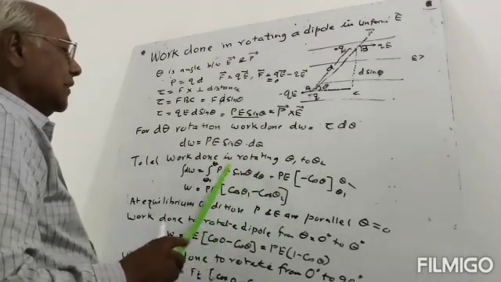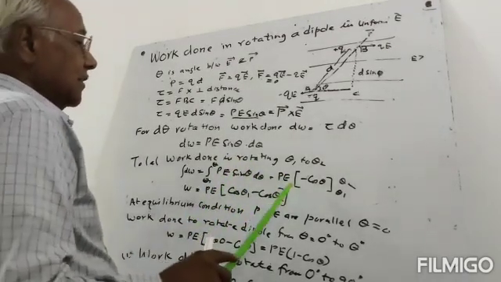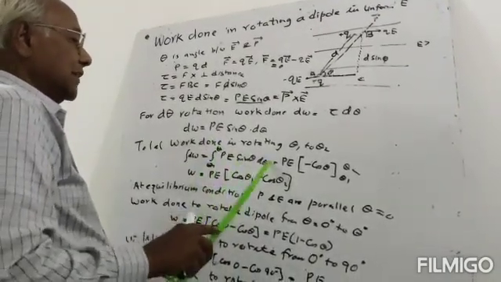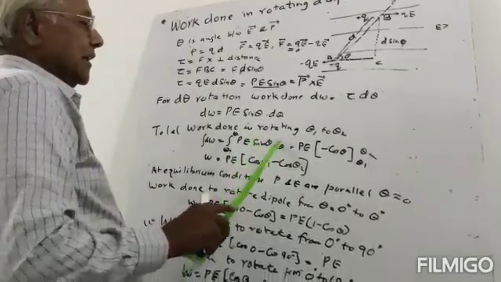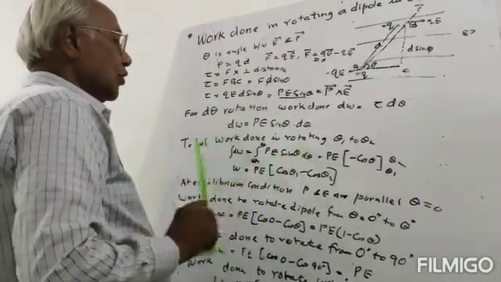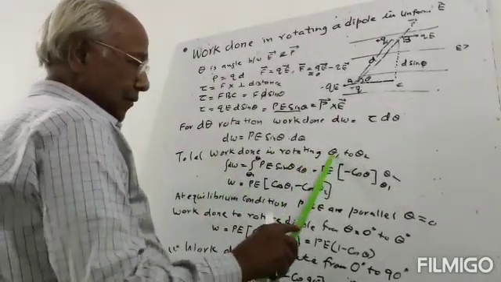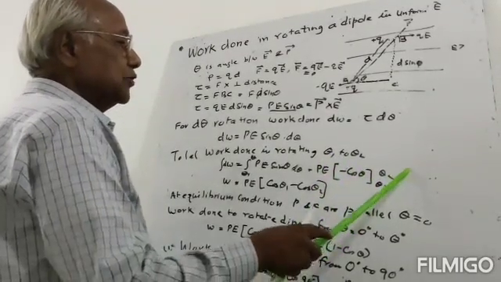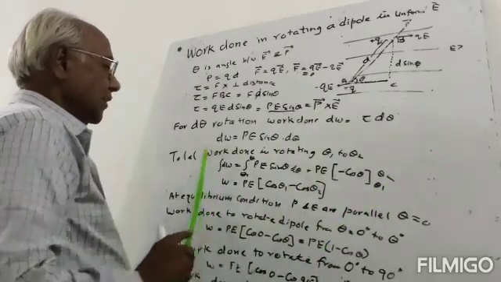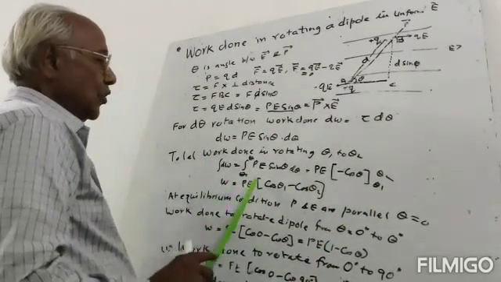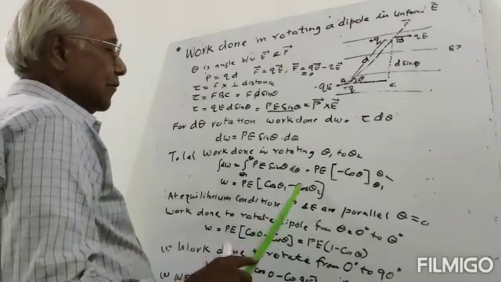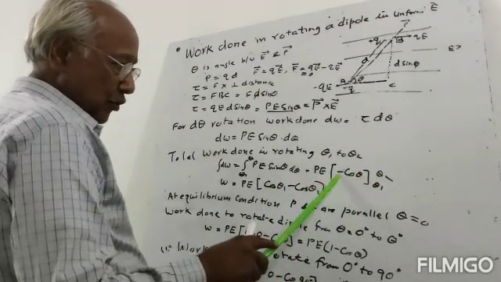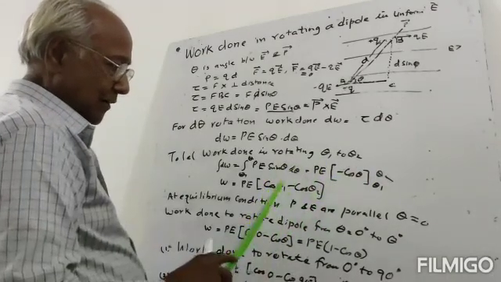So we take them outside, then it will be the integral from theta 1 to theta 2 of sin theta. The integration of sin theta is minus cos theta. So it will be equal to pE bracket minus cos theta, limit theta 1 to theta 2. Now substituting the limit, we will get the work done equal to pE into cos theta 1 minus cos theta 2. Here, due to this negative sign, it is cos theta 1 minus cos theta 2.